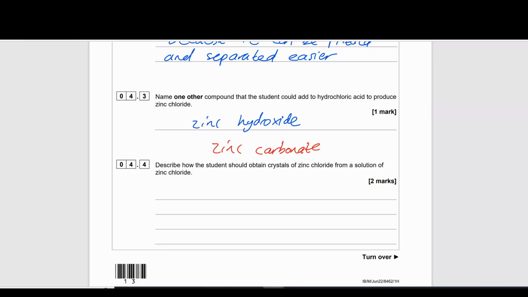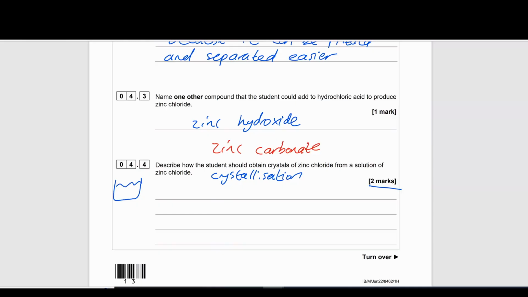So 4.4. Describe how the student could obtain crystals of zinc chloride from a solution of zinc chloride. 2 marks. So we're briefly having here to describe the process of crystallization. So we've got a solution of zinc chloride. We should be able to assume that it's already been filtered.